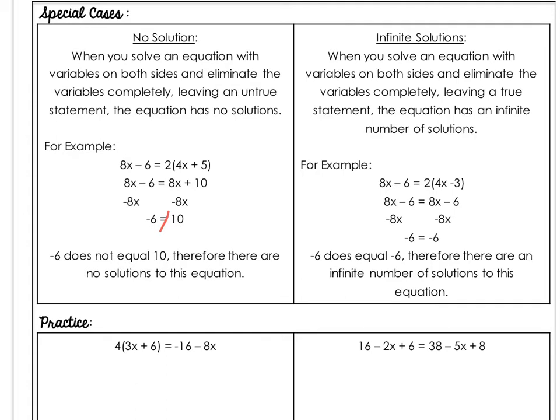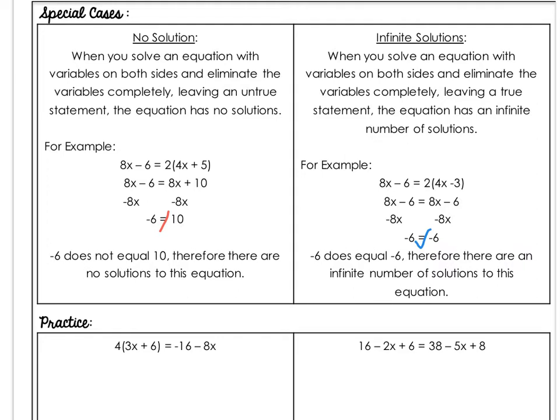Infinite solutions happens when you solve an equation, eliminate variables completely, leaving a true statement. In this case, we have -6 equals -6. That is a true statement. And so there are an infinite number of solutions. In other words, any number you put in for x would be true.